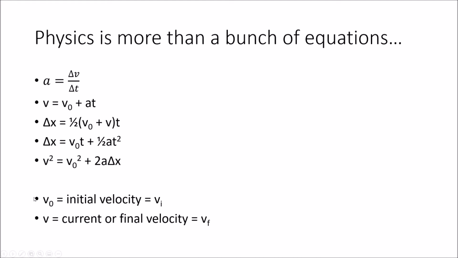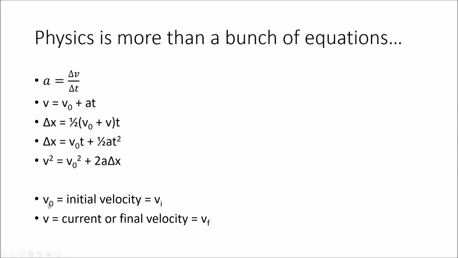But that also means, you can see down here, v naught is equal to the initial velocity, which we also sometimes call vi, for velocity initial. Now, different textbooks and different subjects will alternate between v naught and vi. Some physics textbooks use vi, some physics textbooks use v naught. Different engineering textbooks will use one or the other.